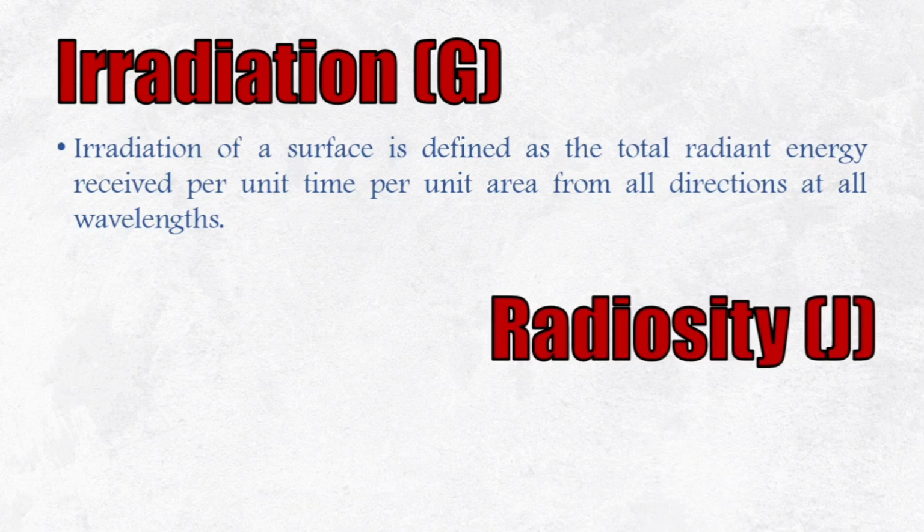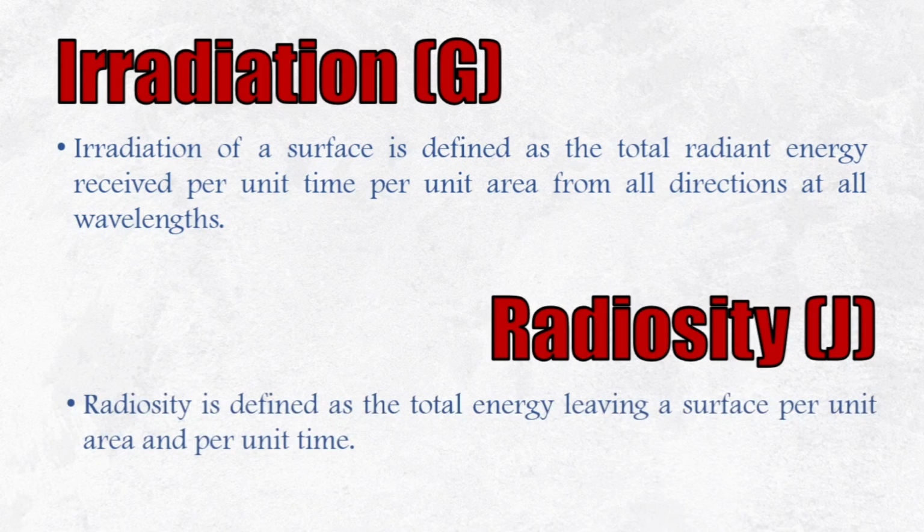The next definition is radiosity. It is denoted by J. Radiosity is defined as the total radiant energy leaving a surface per unit area per unit time. So to summarize, the radiation which is coming on the surface is known as irradiation, and the energy which is leaving the surface is known as radiosity. Both radiosity and irradiation are given in watt per meter square.